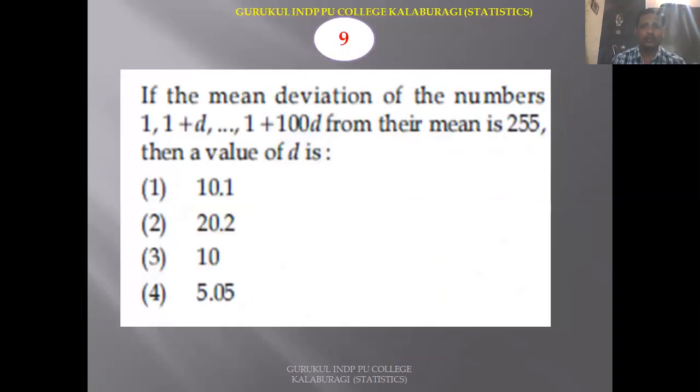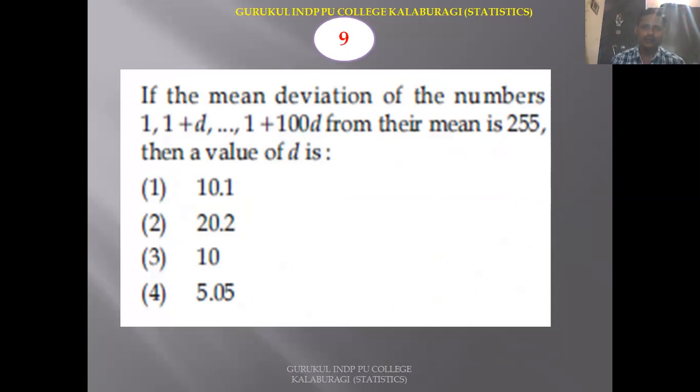Now we'll move on to the ninth question. If the mean deviation of the numbers, ungrouped data is given, 1, 1 plus d, 1 plus 2d, like that it continues up to 1 plus 100d, and the mean deviation about the mean is given, equal to 255. They asked to find the value of d. What will be the value of d?